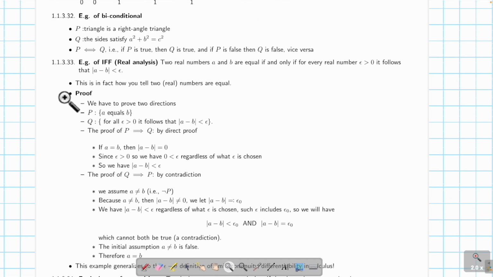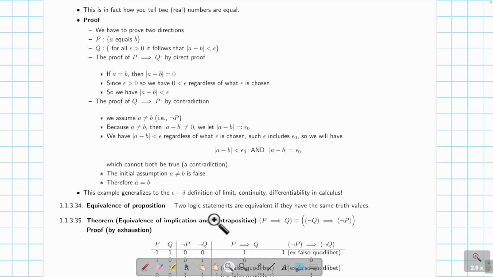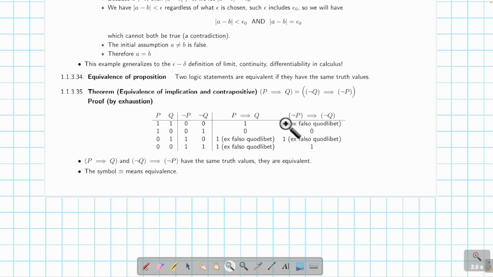So why am I talking about 1.1.3.33? This is an example of 1.1.3.34: how do you prove two things are the same? The thing involves mathematics, calculus, linear algebra, set theory, any math you learn in your whole life. So how do you prove two things are the same? You prove two things are the same by showing all the possible cases from the left give you the thing on the right, and you also show all the possible things on the right give you the thing on the left. So for example, how do you prove this is true?